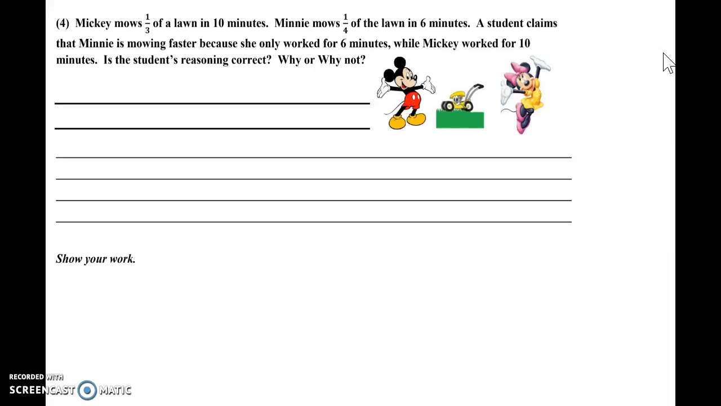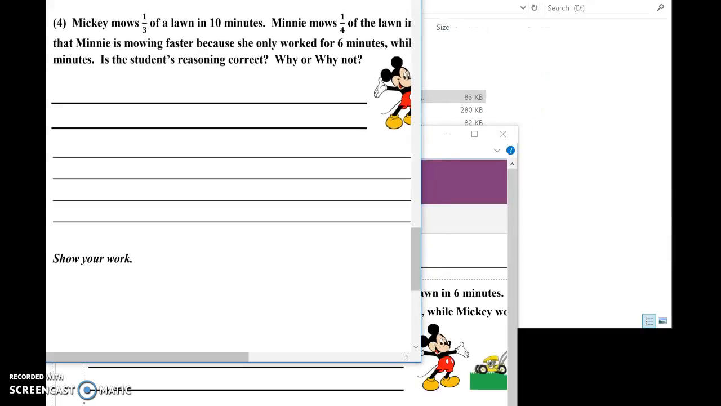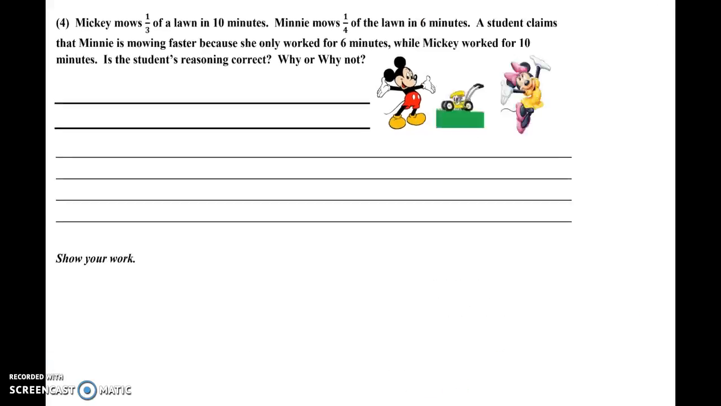Alright, so number 4, Mickey mows 1/3 of a lawn in 10 minutes. Minnie mows 1/4 of a lawn in 6 minutes. A student claims that Minnie is mowing faster because she only worked for 6 minutes, while Mickey worked for 10 minutes. Is the student's reasoning correct? Why or why not?